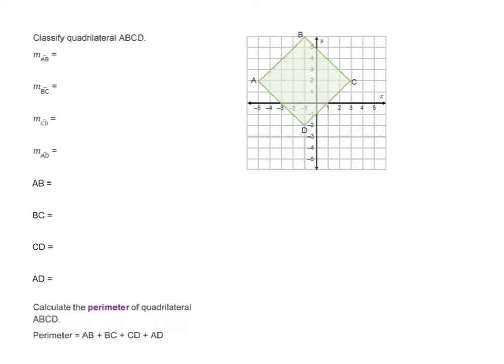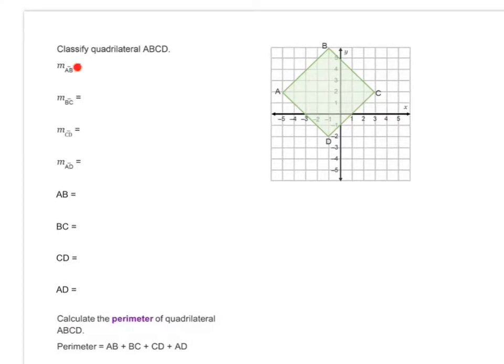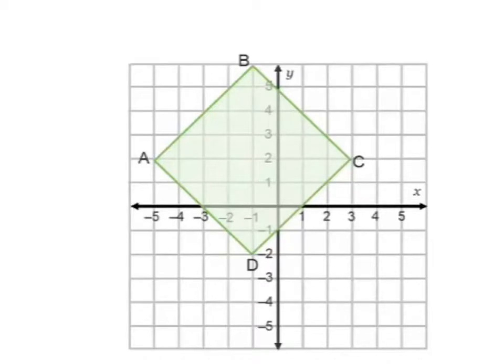So on this one, we want to classify this quadrilateral ABCD. And to me, it kind of looks like we have a square. The ultimate end goal is to find the perimeter of this quadrilateral. So it wants us to find all the slopes of each side, and all of the lengths of the sides. So I'm going to draw in my triangles on the outside to show what kind of figures we have.